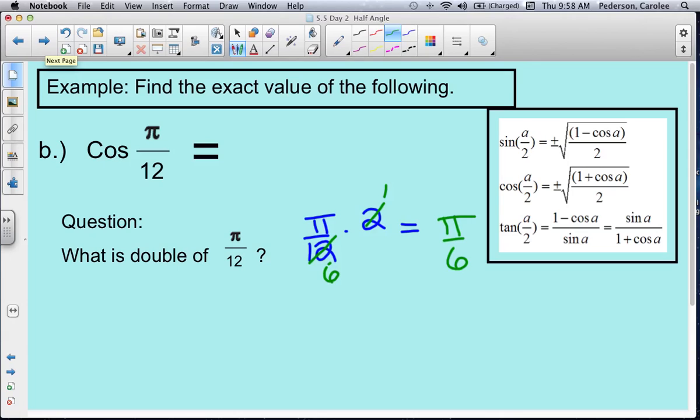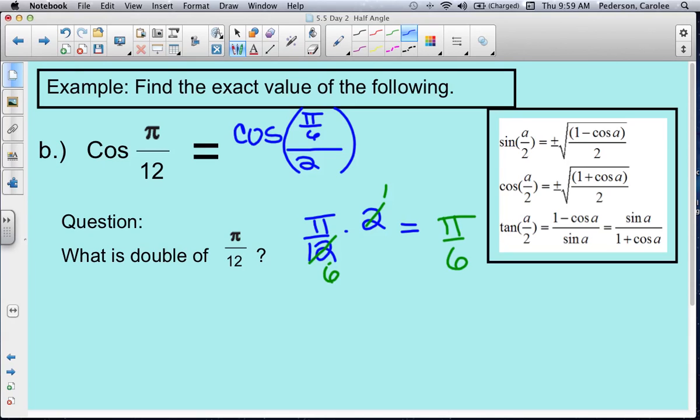Because we're going to use the half angle, is pi over 6 on the unit circle? Yes. So now we can say that the cosine of pi over 12 is the same thing as the cosine of pi over 6 divided by 2. You agree? They're the same thing? If you want to check it, you could change it to multiplication and reciprocate that 2, and you would get pi over 12. So now we're going to find the exact value of the cosine of pi over 12.